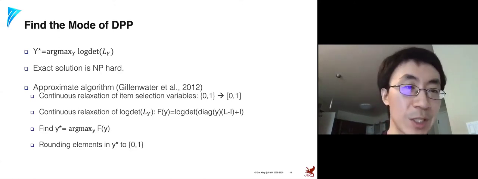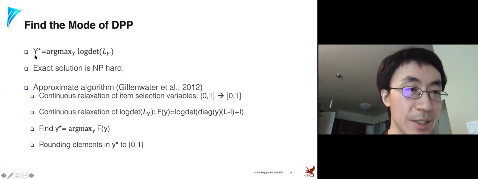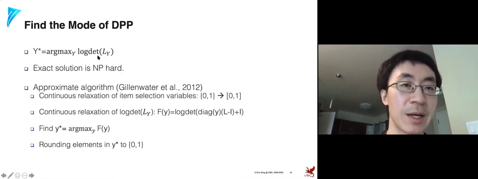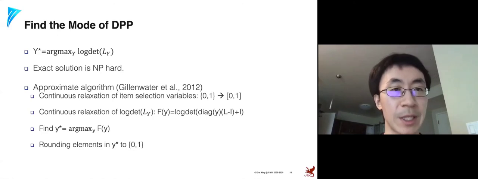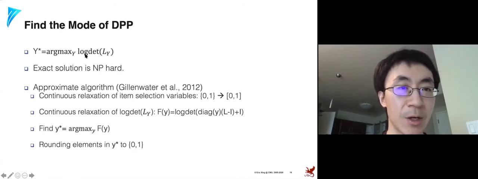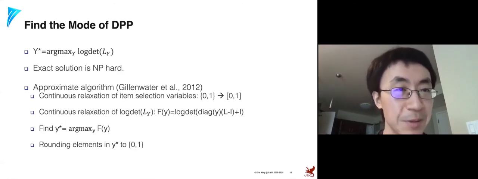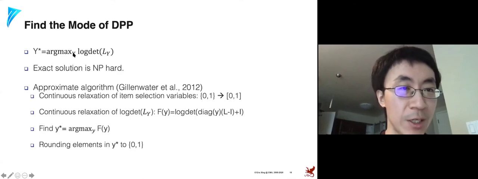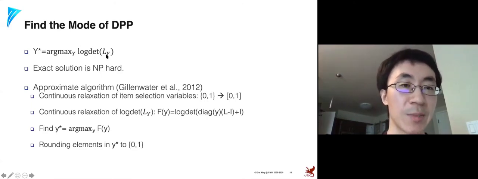A mode of a distribution is basically the subset that yields the largest DPP probability. Here we don't need to care about the denominator and only care about the numerator. Typically for ease of computation, we put a log over the determinant of this submatrix, and the log does not change the monotonicity of the quantity. So finding the mode is to find a subset Y that yields the largest log of the determinant of the submatrix indexed by Y.